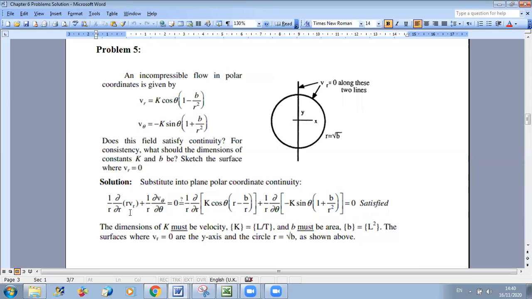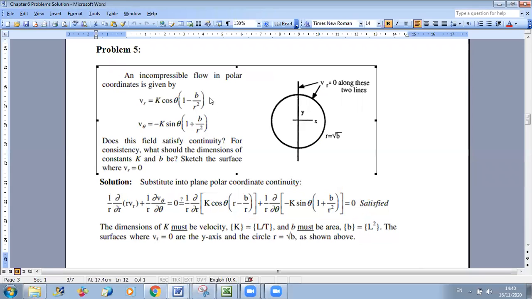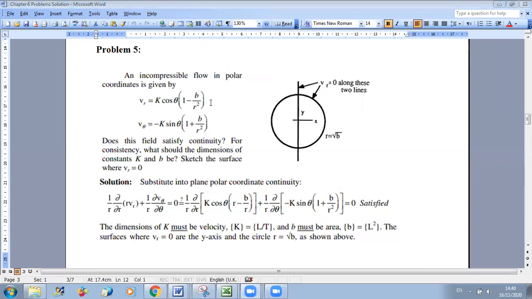So first, if you multiply Vr by r, what do you get? I have that r times Vr is equal to k cosine of theta times (r minus b over r). Okay. Now, if you differentiate this relation with respect to r, what do you get?